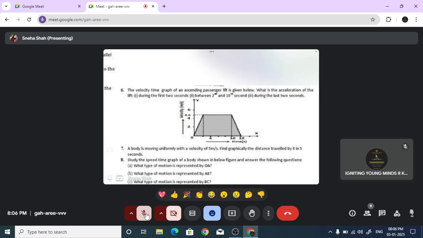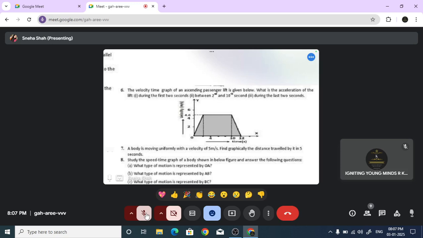Don't make this mistake. Try to understand the graph properly. There is no point of calculation here. From the 2nd second to the 10th second, the graph is parallel to the x-axis, the time axis, which means with increase in time the velocity is not increasing. So v minus u itself is 0. So the entire acceleration becomes 0.